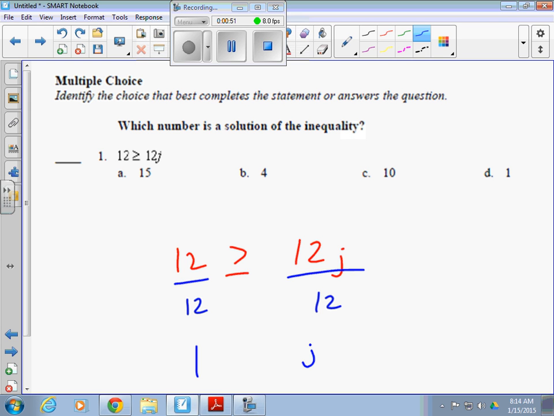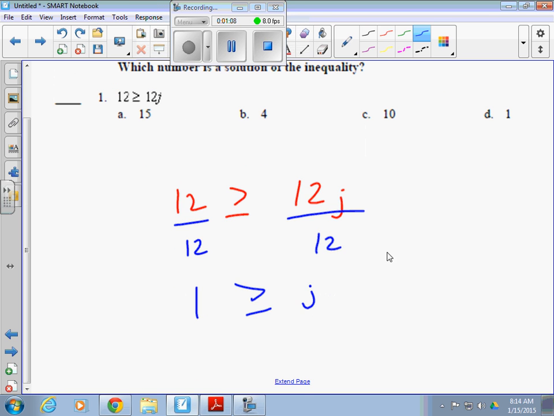You divided by a positive number, not by a negative number, so you don't need to reverse the symbol. You leave the symbol just like it is. Remember, when it comes time to graph, it's a whole lot easier if your variable is first. Notice it's backwards on here. So if you change their positions and put J first, and then 1 second, make sure the mouth again is eating the bigger number, so it's eating a 1. So J has to be less than or equal to 1.